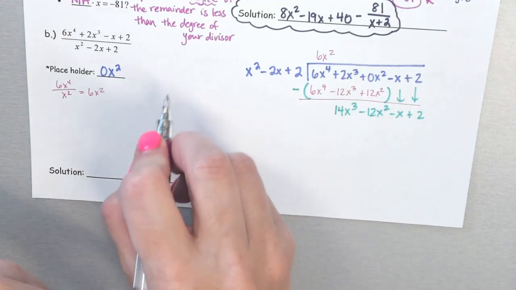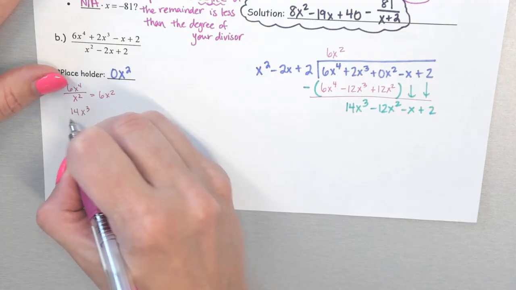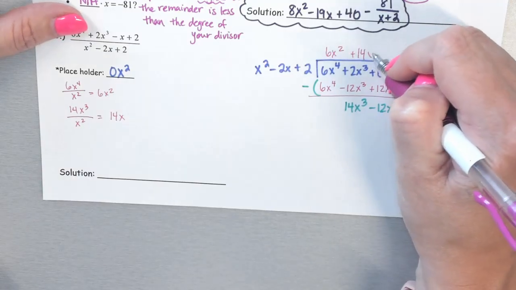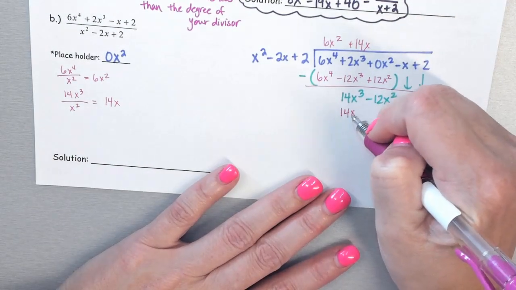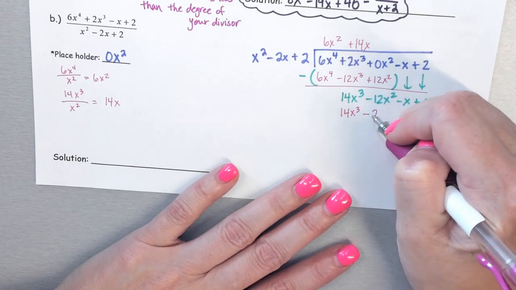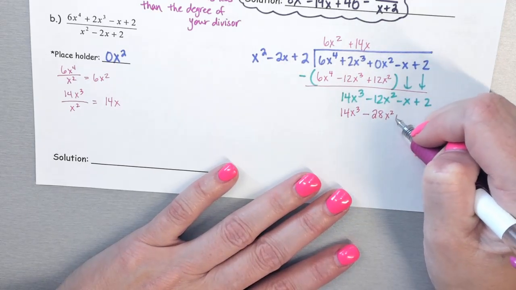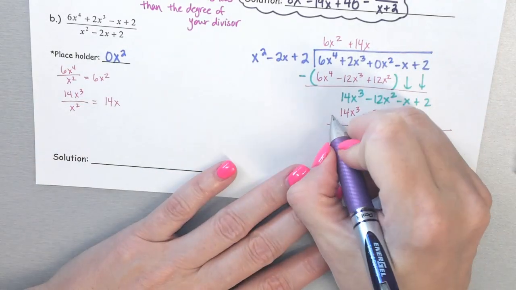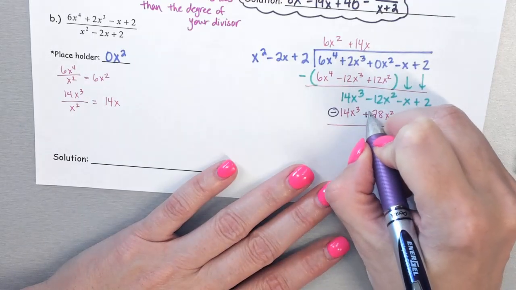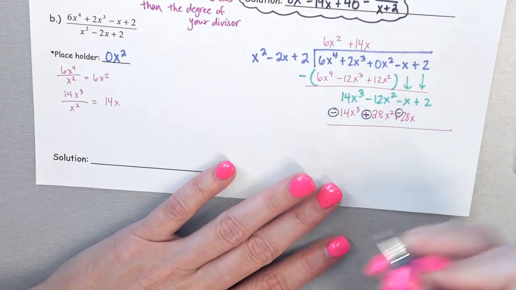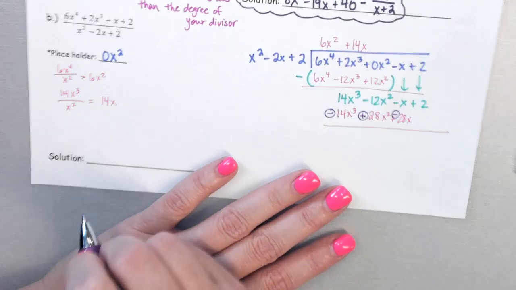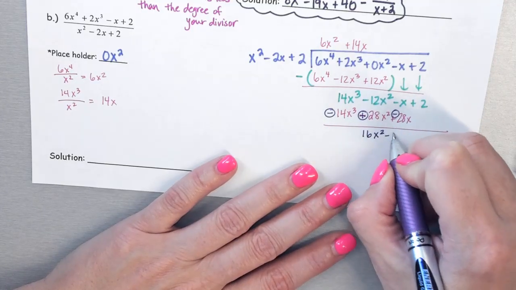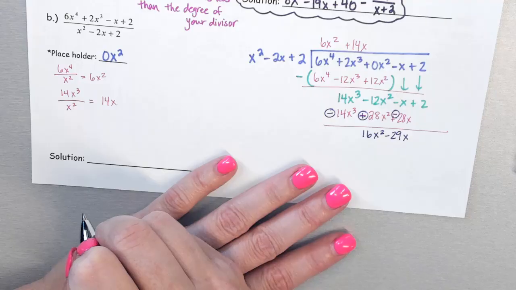Okay, and then the next one we have is the 14x cubed divided by x squared, which will be 14x. Okay, so that goes above. So when you multiply, you should get 14x cubed minus 28x squared plus 28x. And then, like I said, I like to distribute and change. So minus a negative becomes plus. This becomes minus, and now I can go straight down. So 28 minus 12 is going to give you 16x squared. A negative and a negative is going to give you negative 29x.